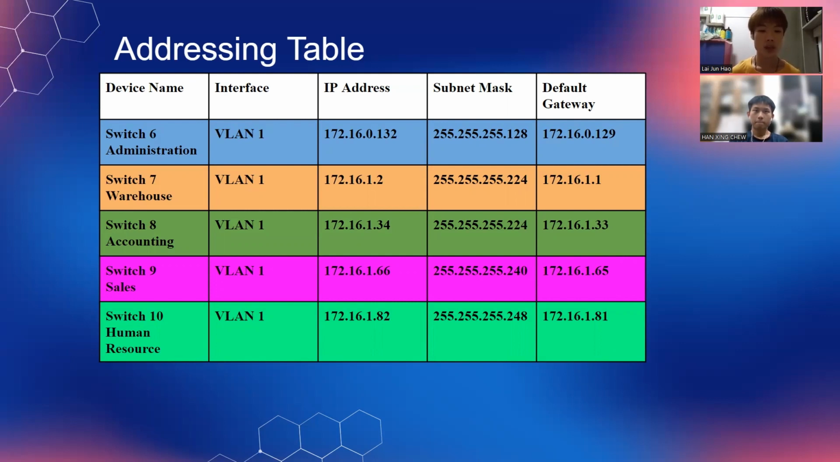Inside the sales department, which is switch 9, we are going to use VLAN 1 in the interface, and the IP address is 1.66. Subnet mask is 240. Default gateway is 1.65. And then switch 10 is human resource, which is VLAN 1 interface, and the IP address is 1.82, and the subnet mask is 255.255.255.248. The default gateway we use is 1.81.